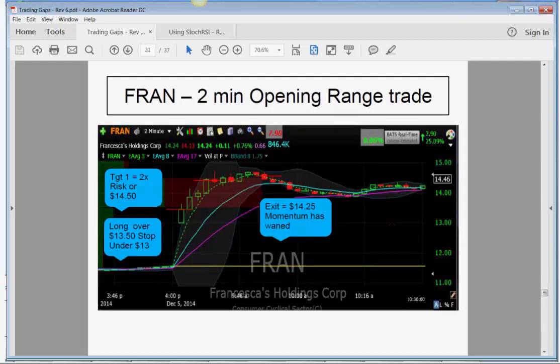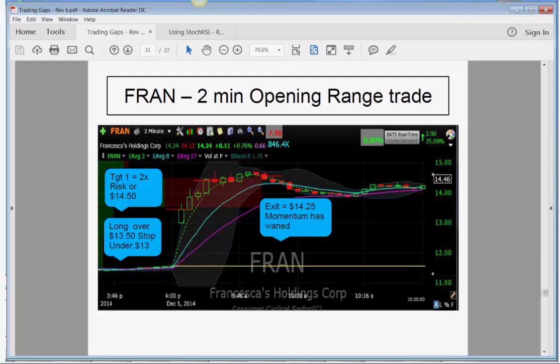Okay. Here we go. The idea was to go long over 13. Well, couldn't get it over 13, but it had 13 and a half. I set it at the top of the body instead of the top of the wick. Why? I didn't want to give it the extra, because if it hits the body, it's probably going to go all the way to the wick. If it gets the wick and then reverses, okay, I got in early.